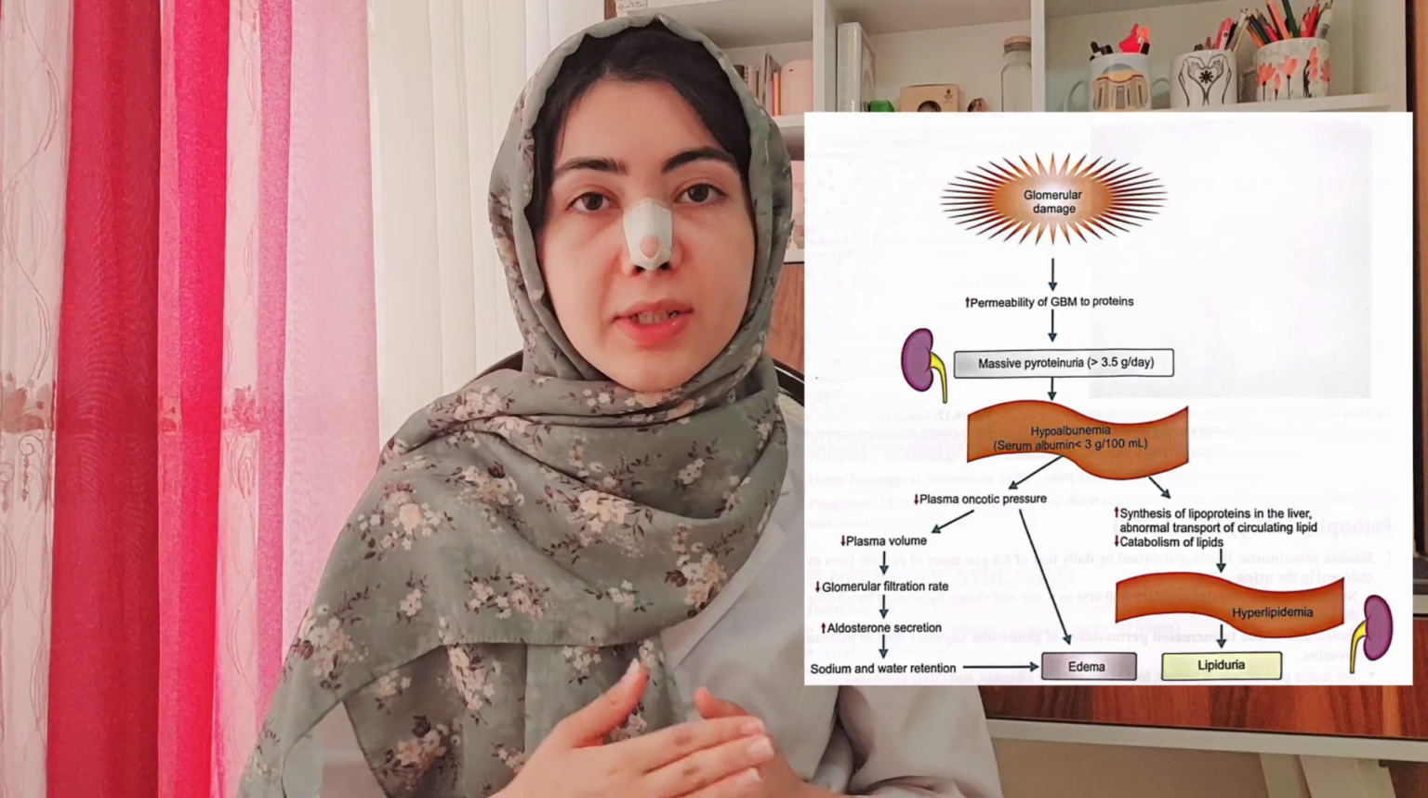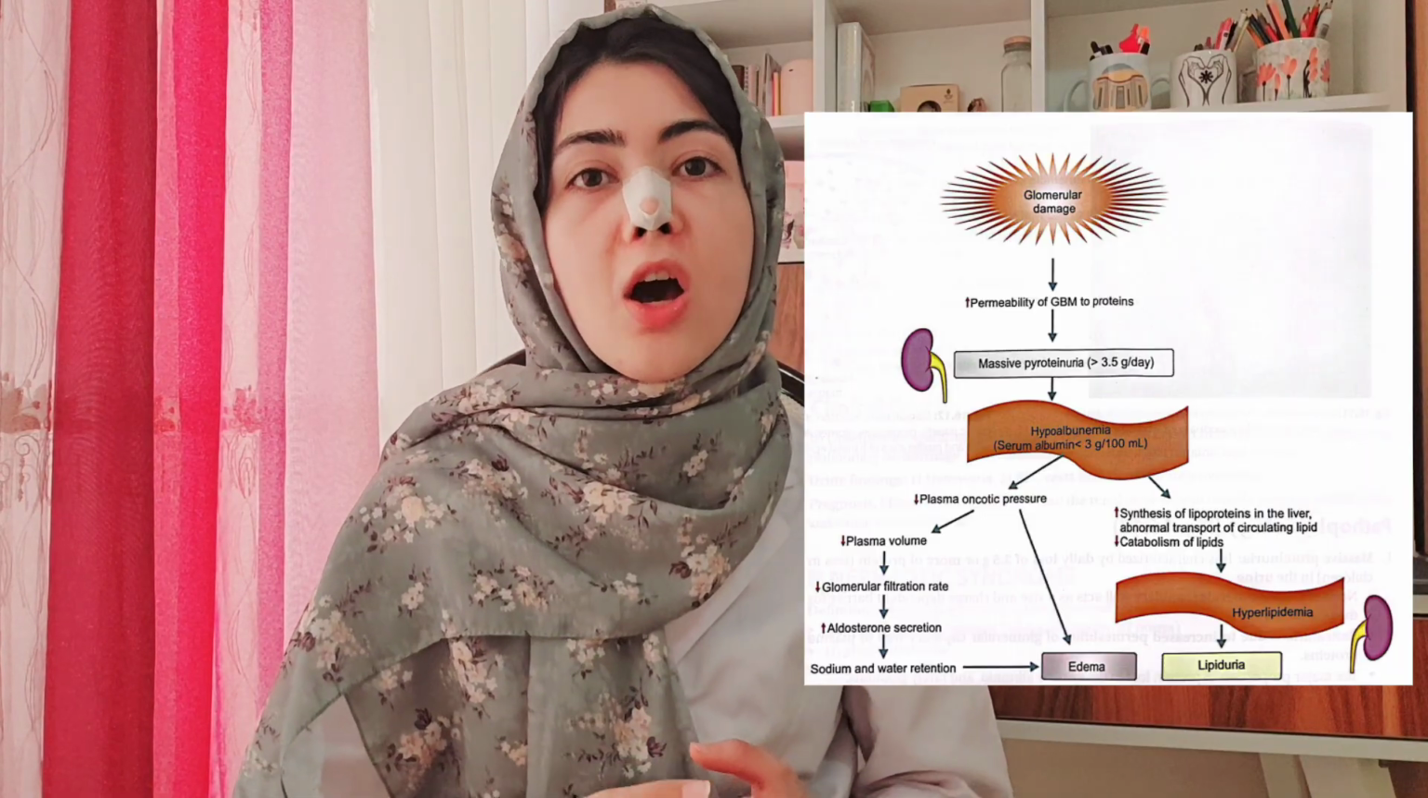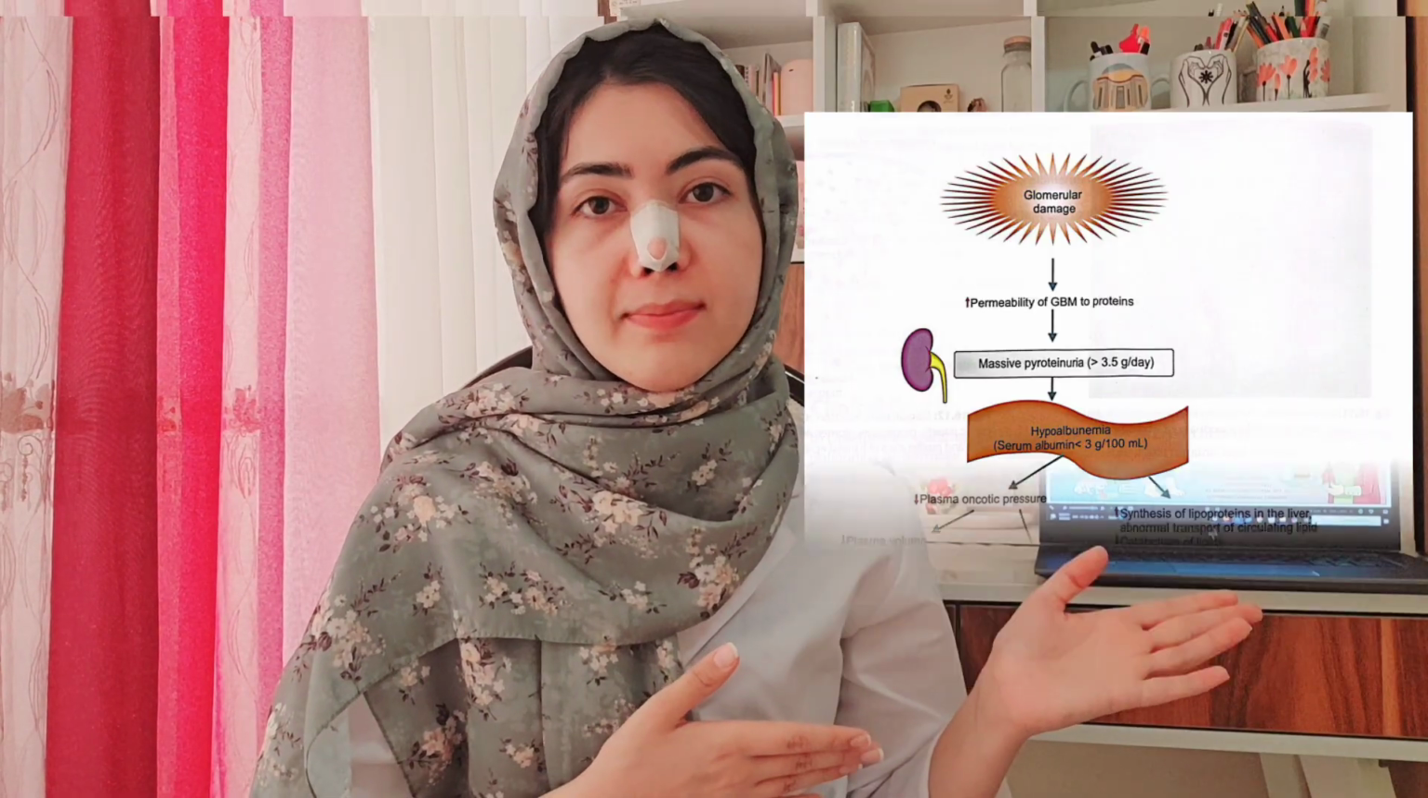Then you are going to have hyperlipidemia and lipiduria. Most patients with nephrotic syndrome have very high blood levels of cholesterol, triglycerides, and VLDL. A small summary of these four characteristics and how they are created is shown in this picture next to me. Causes of hyperlipidemia can be due to increased synthesis of lipoproteins in the liver, or abnormal transport of circulating lipids, or decreased catabolism of lipids.